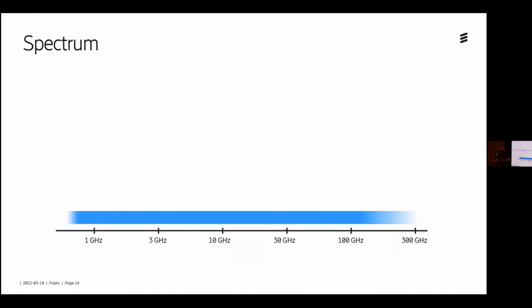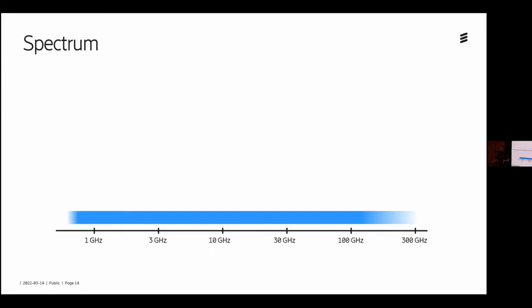Then if we jump into radio, spectrum. Spectrum is really essential. We can't do much radio communication without spectrum. And what we say about 6G is that it should cover a wide range of spectrum, from sub-gigahertz up to what we can call sub-terahertz. So it's even wider than 5G.